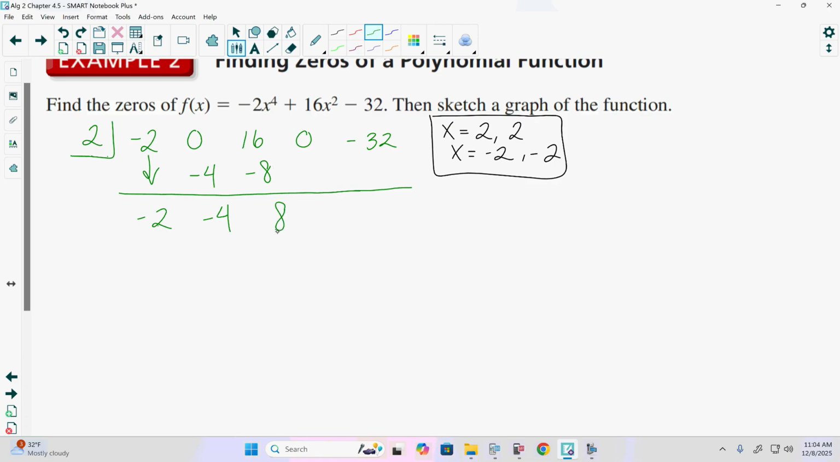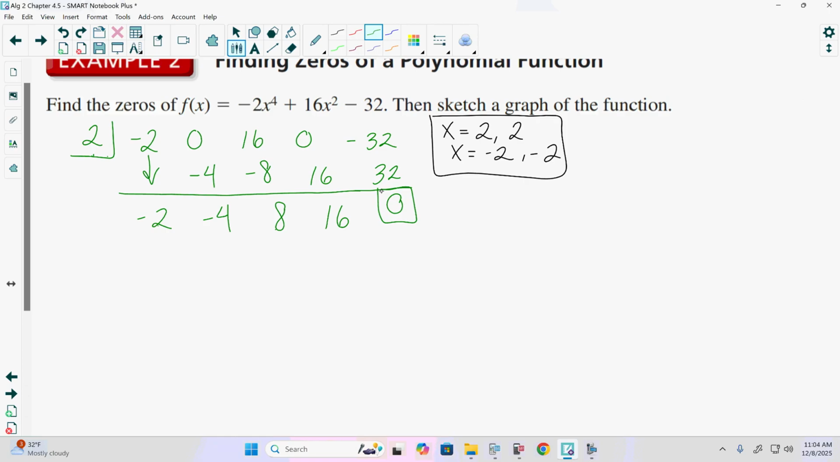2 times 8 is positive 16. 0 plus 16 is 16. And lastly, 2 times 16 is 32. And negative 32 plus 32 is indeed 0. So it shows us that that is a solution. But by doing the synthetic division, what we've done is taken that solution out. We've removed it from the solution set because we know it works, it's a solution.